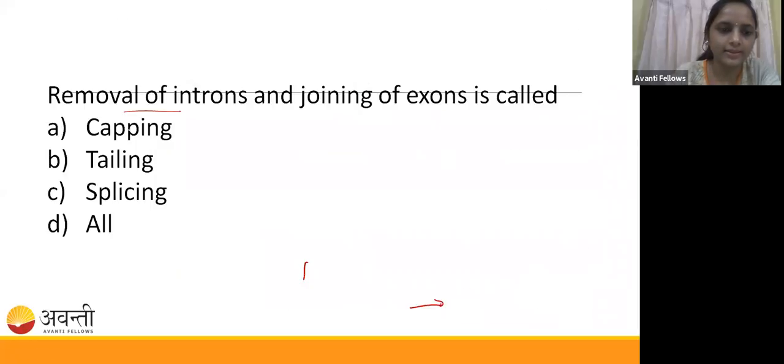Okay guys, here is the question for you. I think you will answer this, it is an easy question only. The removal of the introns and joining of the exons is called as: option A, capping; option B, tailing; option C, splicing; option D, all. Okay guys, I'm going to run the poll. You can answer me in the poll.